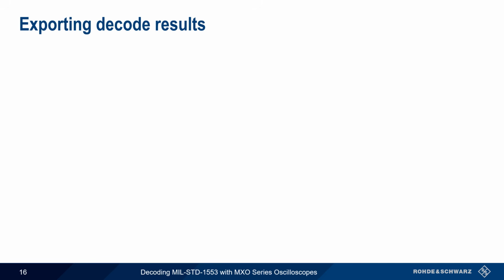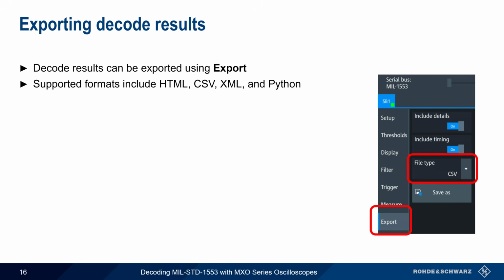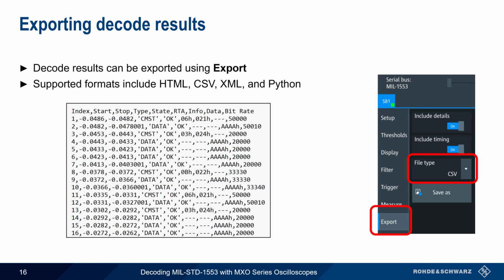Before we conclude this presentation, it's worth mentioning that decoded results can be exported by choosing Export from the Serial Bus menu. The supported export formats include HTML, CSV, XML, and Python. The CSV example shown here shows the types of data in the export. This includes timing information, as well as the decoded values for each individual frame.